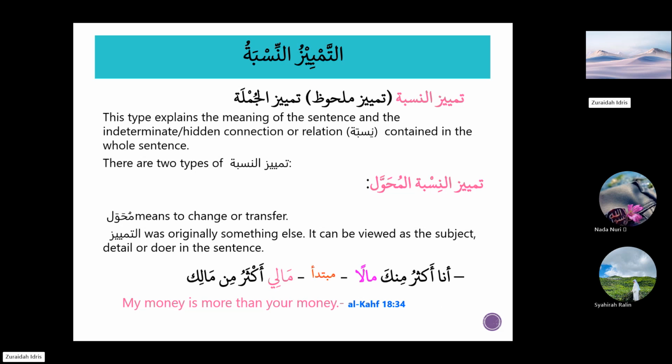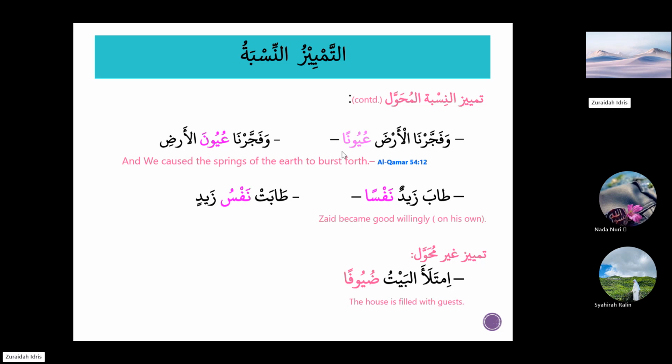And then we looked at other sentences as well. Yes, when the tamyiz came originally as a maf'ul bihi, like in this case, uyuna. And here as a fa'il, tabat nafsu zaidin. Tabat is when you become good with something. So this fa'il became nafsan. This maf'ul bihi became uyunan when the sentence is rewritten in this way.